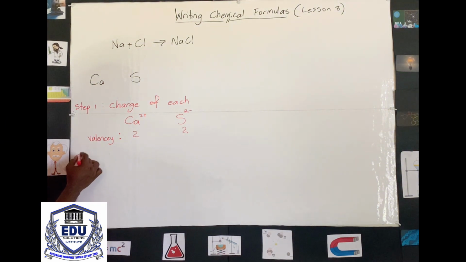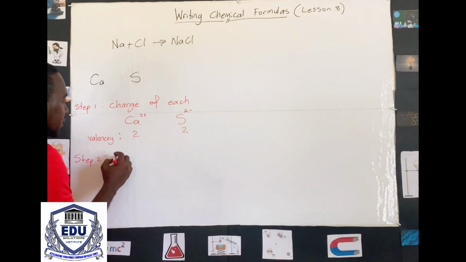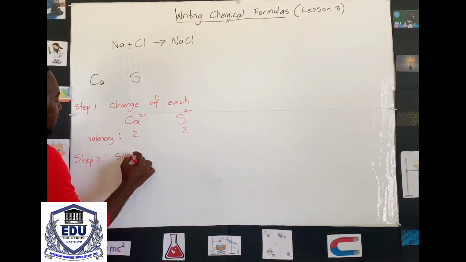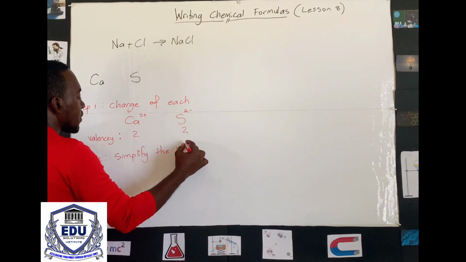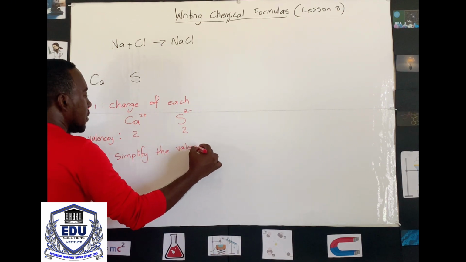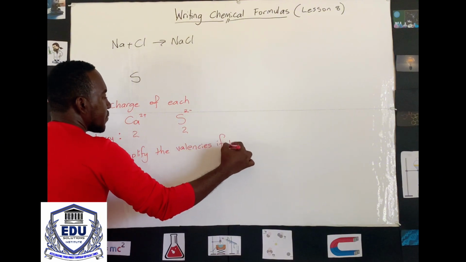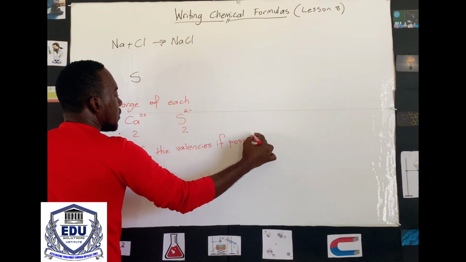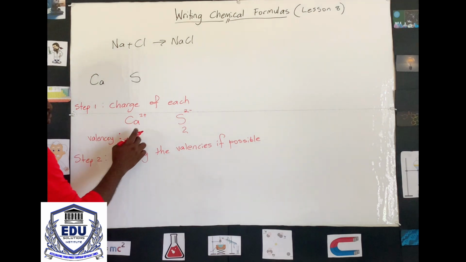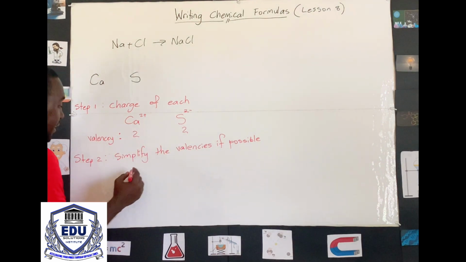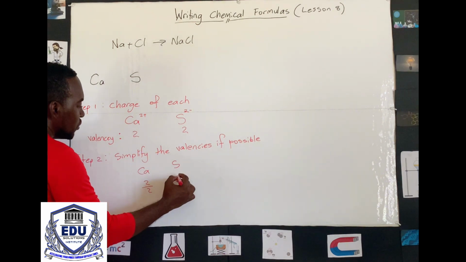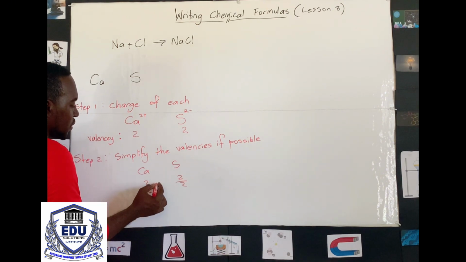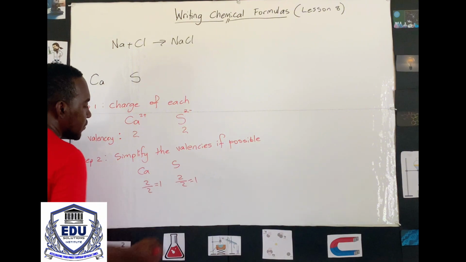Right? Then step 2 is that we simplify the valencies, if possible. So 2 can go into 2, therefore we can simplify it. Calcium will be 2 over 2, sulfur is also 2 over 2. So we get 1 and 1.